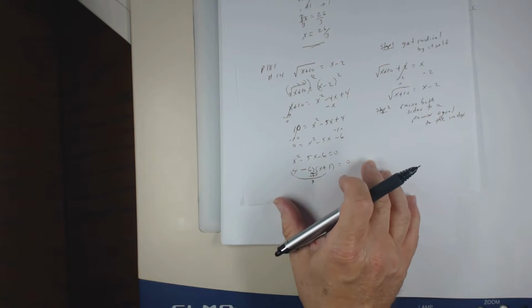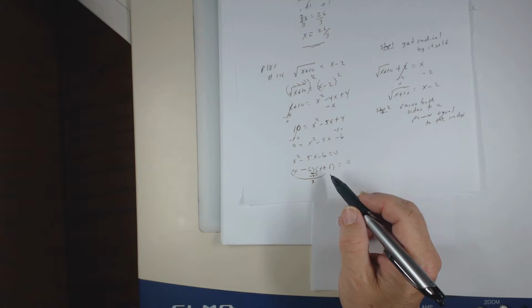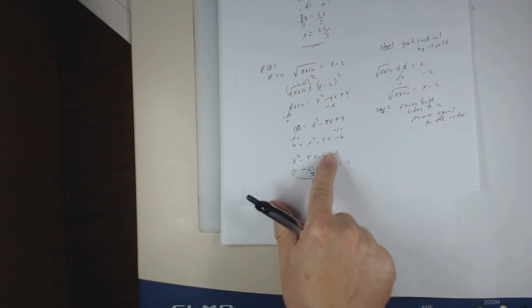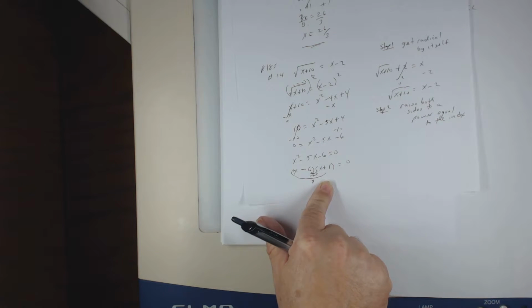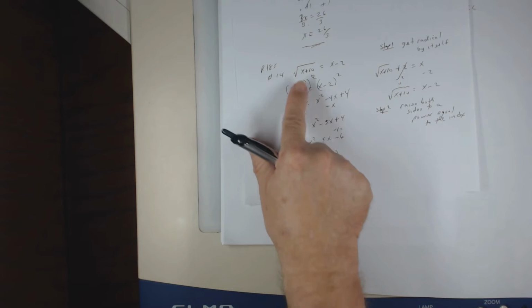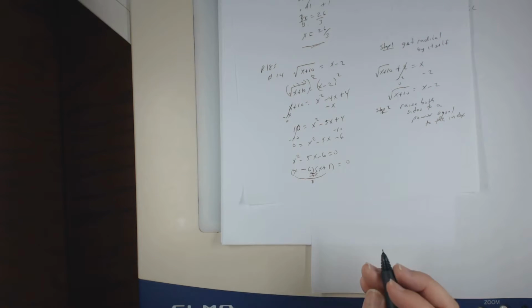Okay, what's the next step? Come on now. You've already done section 1.5. This part right here, guys, is section 1.5. The zero factor property. Okay, that was section 1.5. You had a worksheet due on that. So that part's 1.5. This part's 1.6. The rest of this is 1.5.